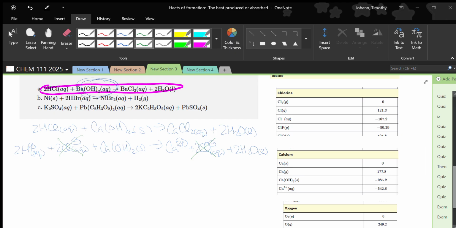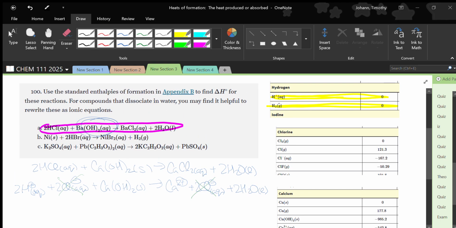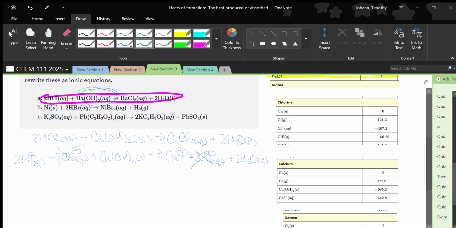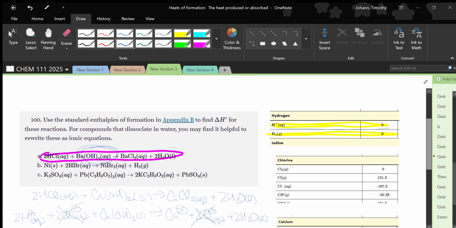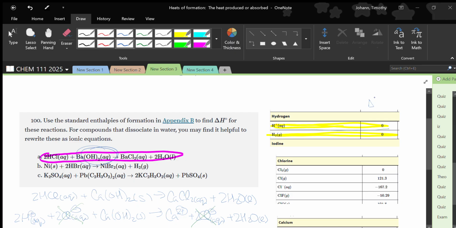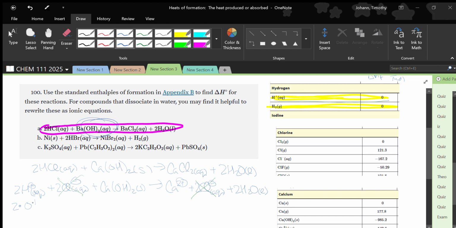So H plus. There it is, H plus is right at the top. That is the element, so that one's easy. We're going to have 2 times 0 for H plus. These are numbers where we don't have the units on them. If we had the top of the column, it would say enthalpy of formation, so change in enthalpy to form these, and that would be in kilojoules per mole. So I've got 2 of these, so it would be 2 times 0 kilojoules. Let's just do kilojoules.